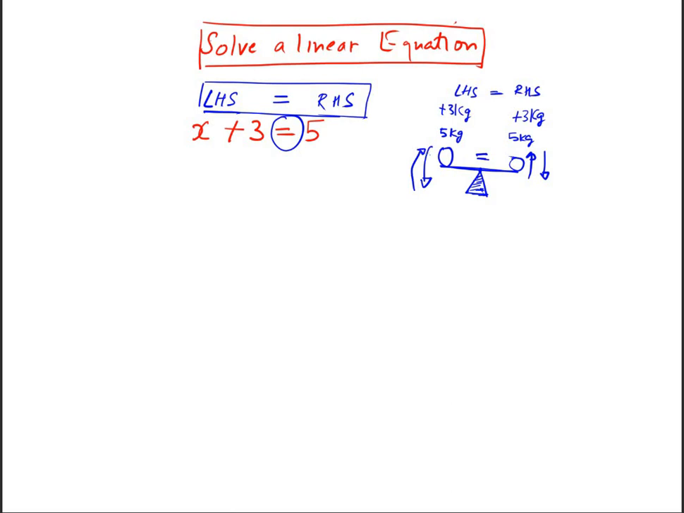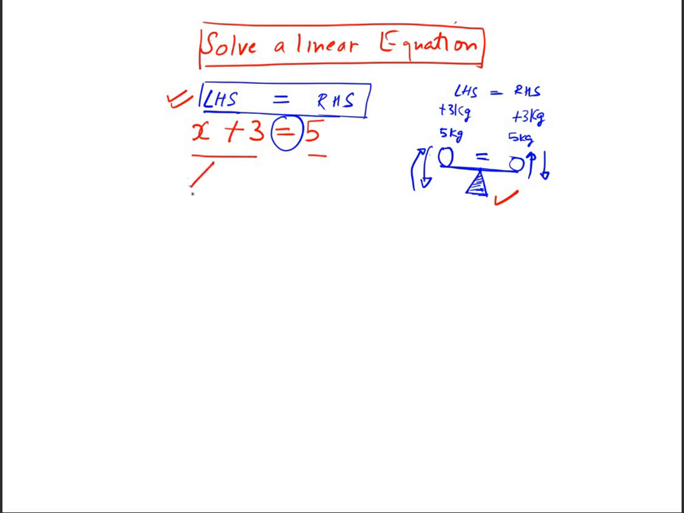Now very similar here is the linear equation. The left hand side is x plus 3 and the right hand side is 5. So now let's try to play around with this equation using this balance example and see if we are able to solve this equation or not. The ground rule again is that at any given point in time, your left hand side should be equal to your right hand side. So let's see how we go.